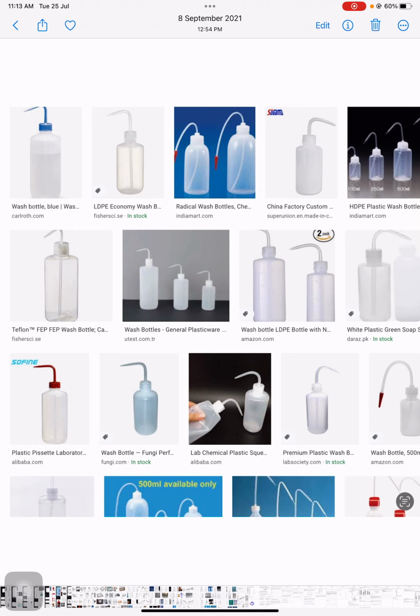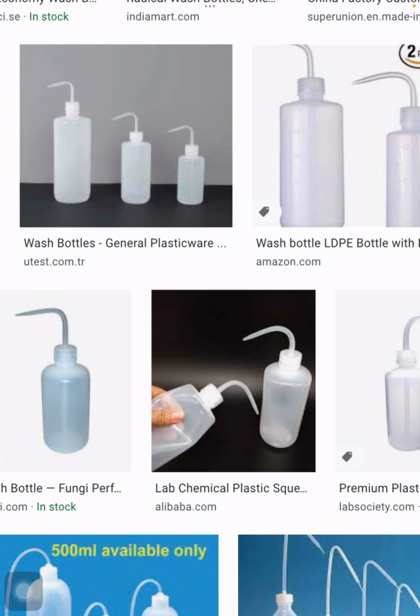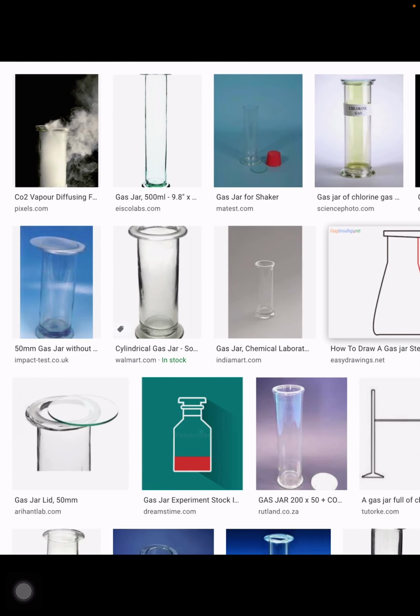When we press this wash bottle, liquid will start coming out. You can see this picture. In this, a scientist, a man, is pressing this wash bottle. As a result, the water is coming out of it, and we can say that the liquid is washing that container.